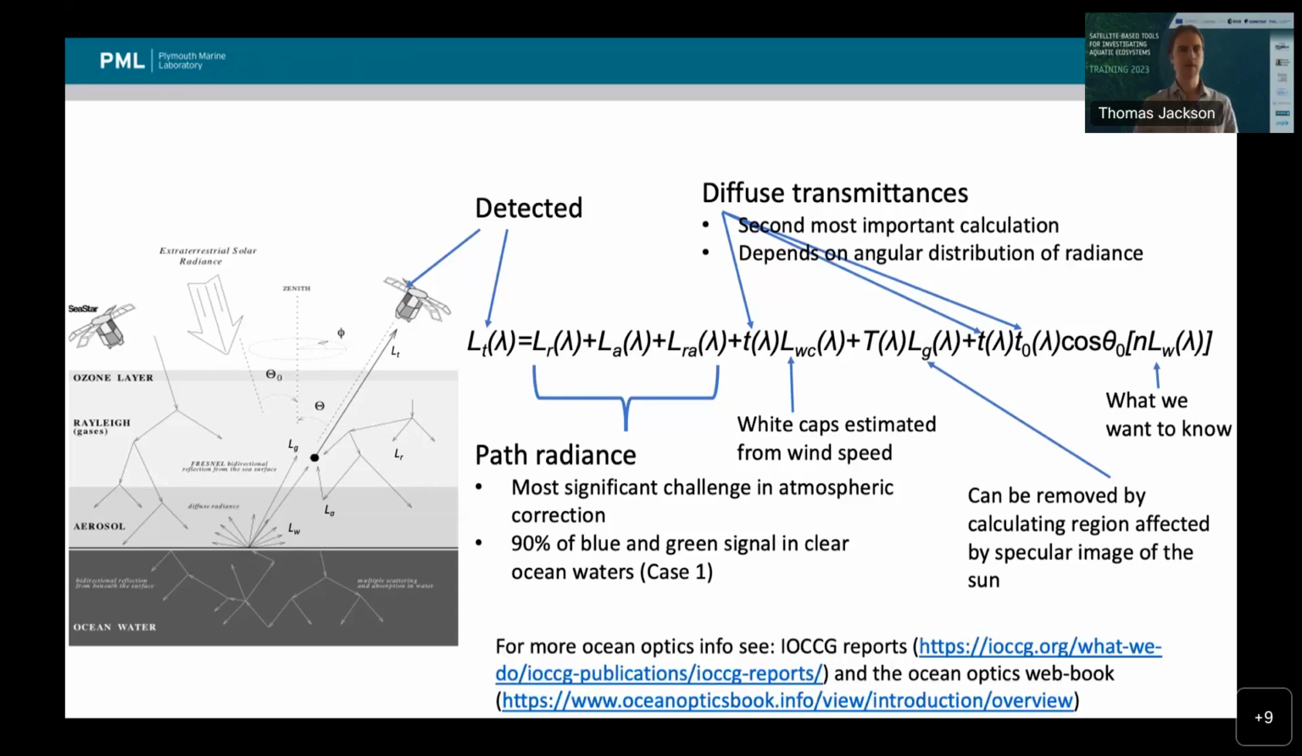To dig into this, obviously I'm happy to answer questions, but if you want to do more independent reading, I would recommend going and having a look at the IOCCG reports for all the fundamentals of ocean color, but also the Ocean Optics book has a lot of useful information on solving radiative transfer equations and things like that. So really good resources there.